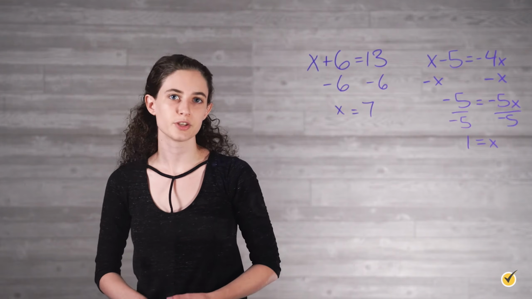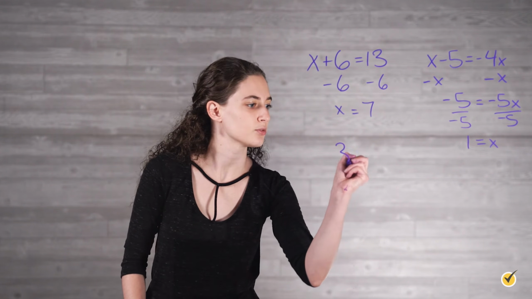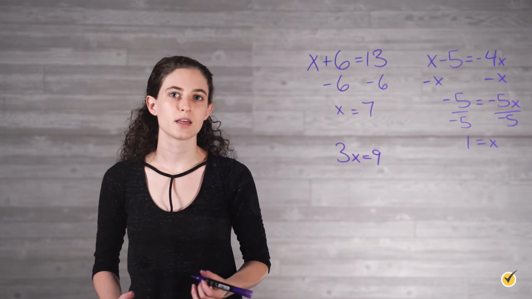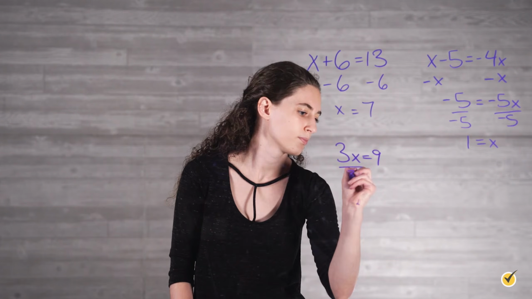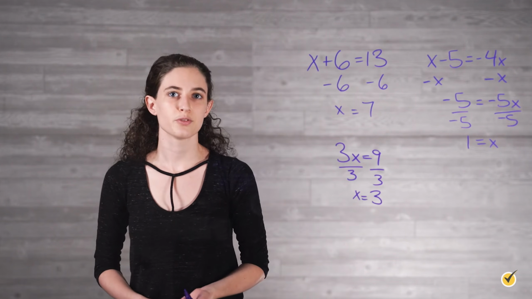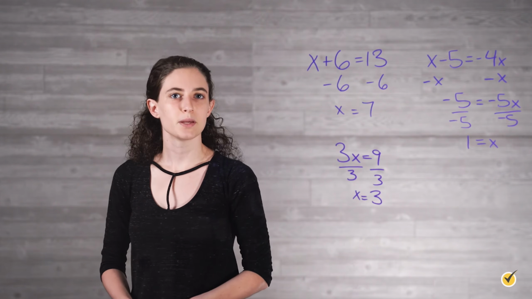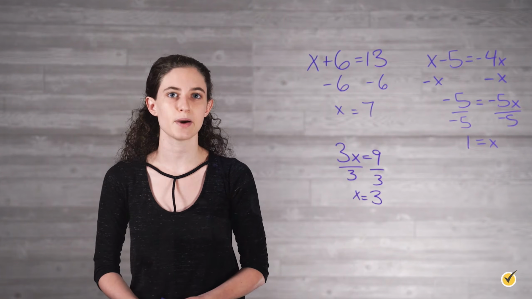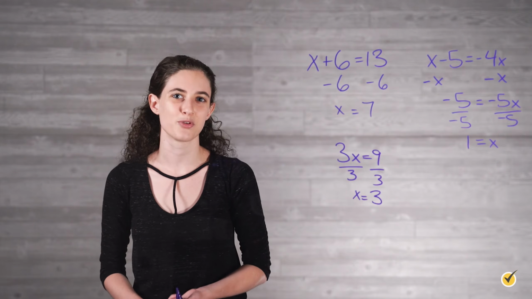With multiplication and division, the goal is to make a 1. In the equation 3x equals 9, we need to make that 3x into a single x by dividing both sides by 3. Since 3 over 3 equals 1, we were able to solve the equation. Thinking about manipulation in terms of making zeros and making ones will help you determine the path to finding a solution to any equation. Let's practice a couple before we go.